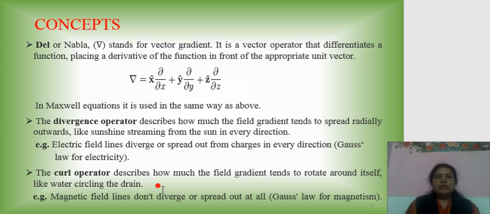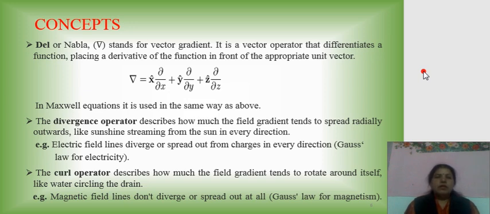Now concepts. While learning Maxwell's equations, it is a must that you are clear about what is del, what is divergence, and what is the curl operator. First one, del. Del is also called nabla. It stands for vector gradient. It is a vector operator that differentiates a function, placing a derivative of the function in front of the appropriate unit vector. This del is equal to x into dou by dou x plus y into dou by dou y plus z into dou by dou z. This del operator is also used in Schrodinger's wave equation. In Maxwell's equations, it is used in the same way as above.